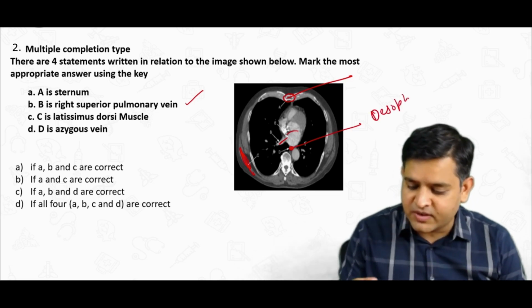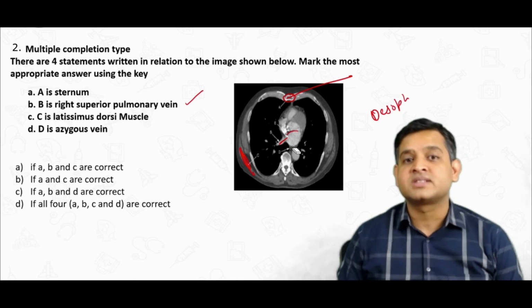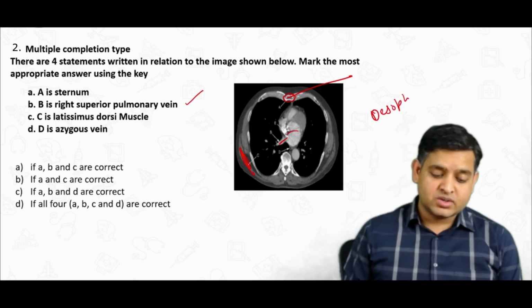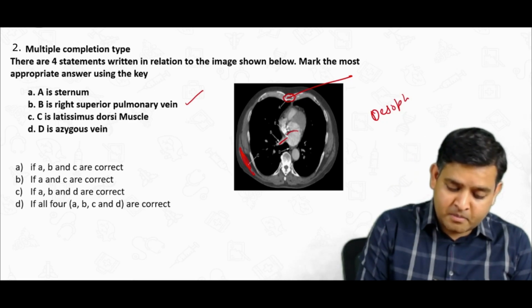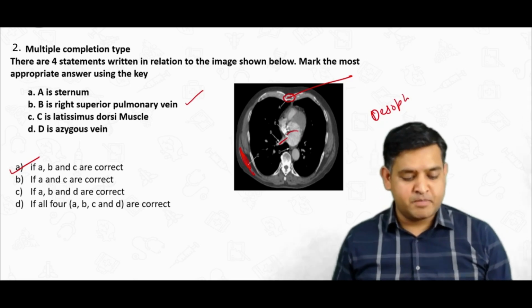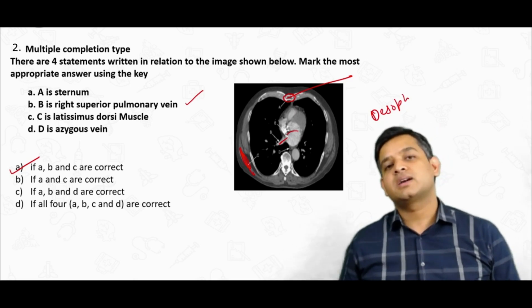This is not the azygous vein. Look at the air in this. Azygous vein cannot have air. So this structure is the esophagus. So the answer is A, B and C are correct.